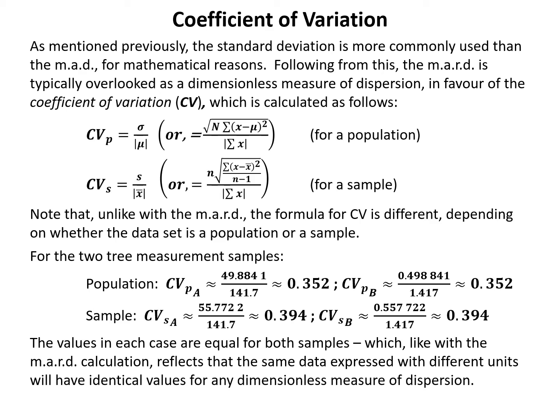So once again, we see that the values in each case are equal for both samples, which, as with the MARD calculation, reflects the fact that it's just the same actual data, the same measurements expressed, with the only difference being that different units are used. So when that is the case, we will have identical values for any dimensionless measure of dispersion, whether it's the MARD or the CV, whether it's a population or a sample.